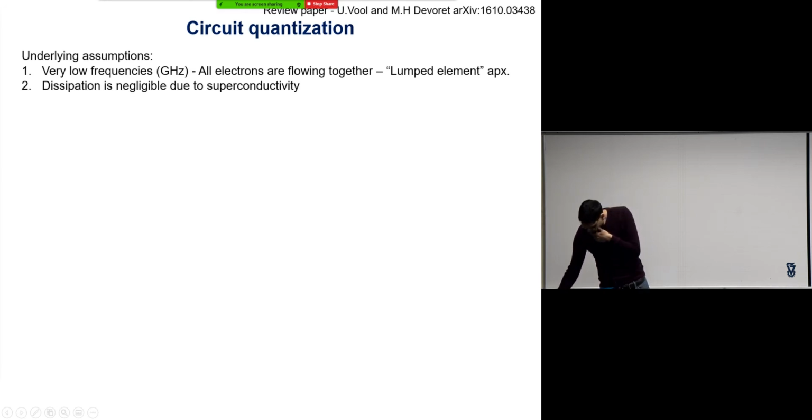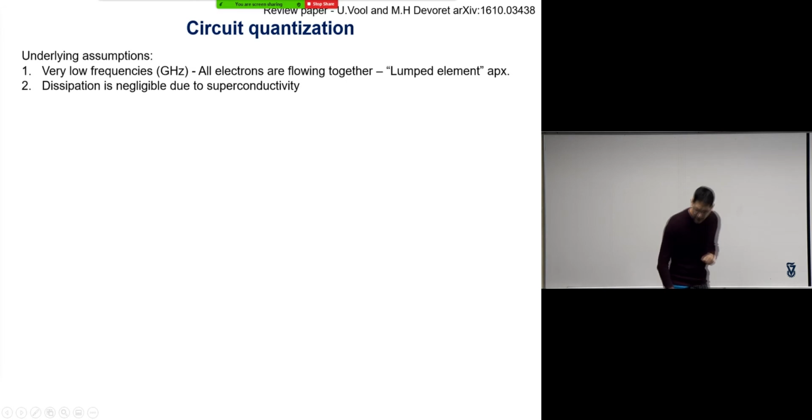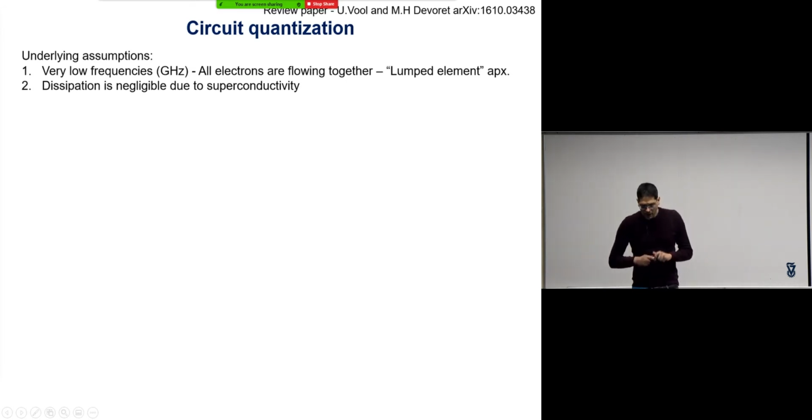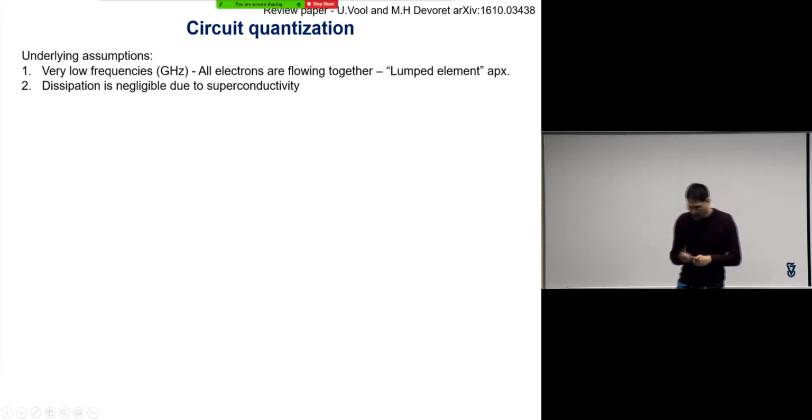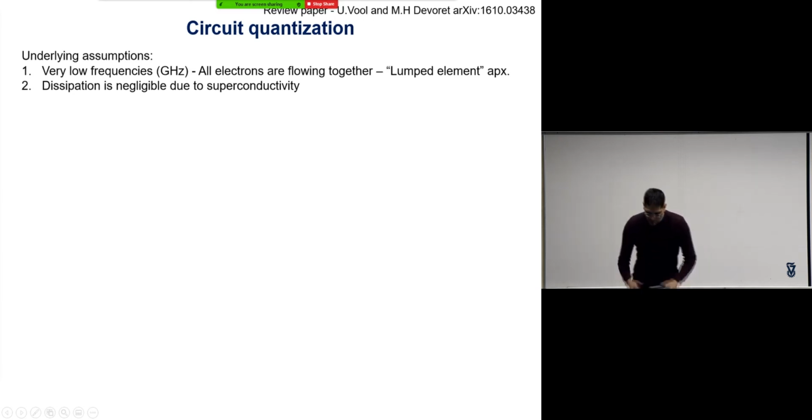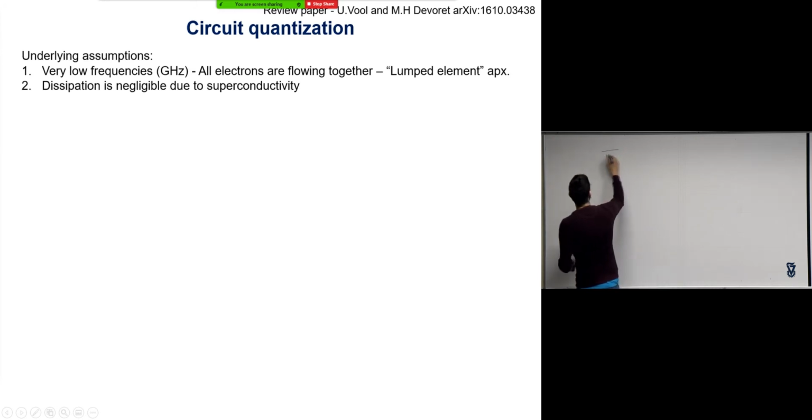No? Okay, great. So we're going to start with circuit quantization, and I will do it as rigorously as time allows, but to be more rigorous, I put a citation here to a review paper that goes into more details than what I'm going to show you. But the underlying assumptions of the circuit quantization: if you just take a wire and a capacitor and put them together, you will get a damped oscillator, right? The charge will flow backwards and forwards, right?